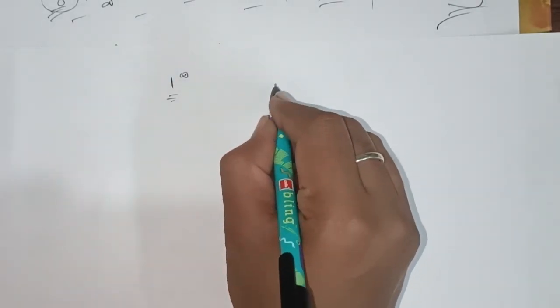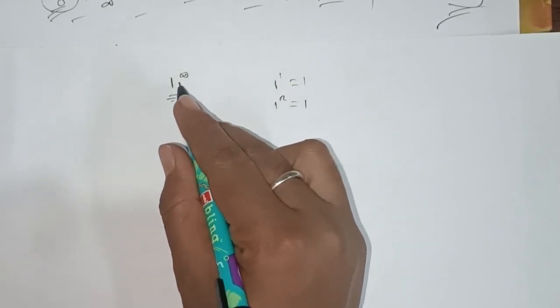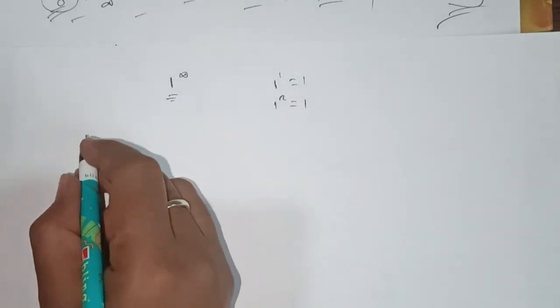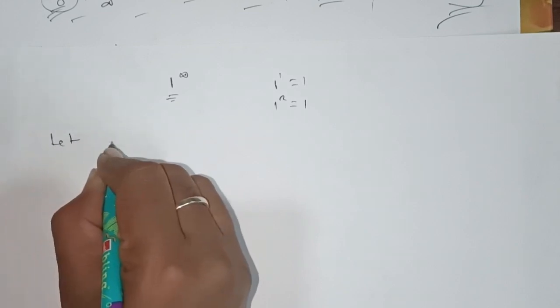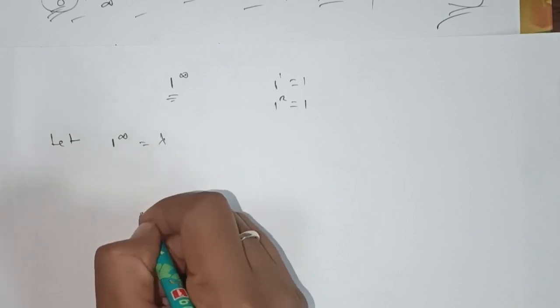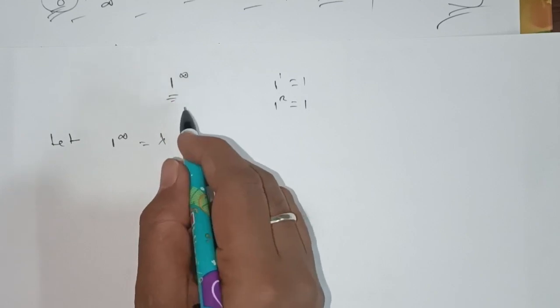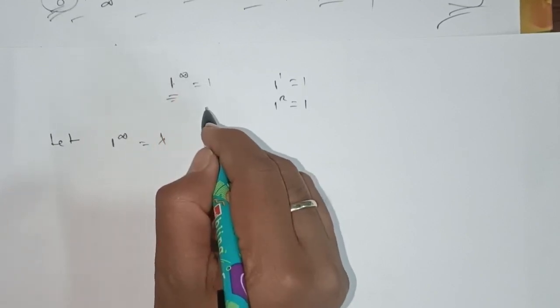Many have a problem with this one. You may say 1 to the power 1 equals 1, 1 to the power 2 equals 1, then definitely 1 to the power infinity must have one value. Okay, let us assume that 1 to the power infinity equals lambda. If lambda is fixed, and if I get lambda equals 1, that means I can conclude, yes, 1 to the power infinity equals 1.